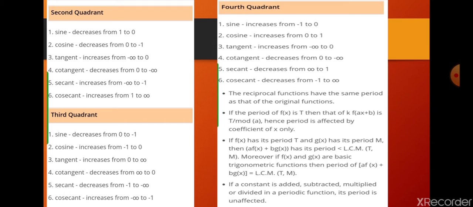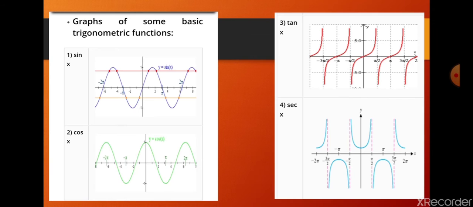Moreover, if f of x and g of x are basic trigonometric functions, then period of a into f of x plus b into g of x equals LCM of t and m, where t and m are the periods of f of x and g of x respectively. If a constant is added, subtracted, multiplied or divided in a periodic function, its period is unaffected.